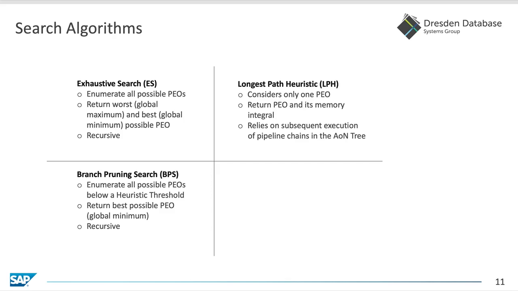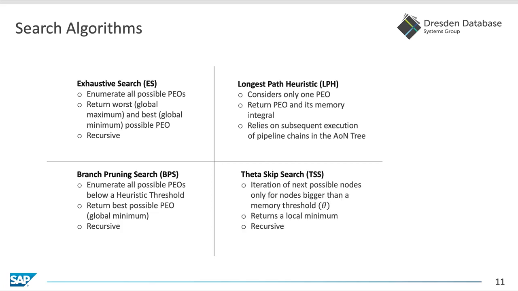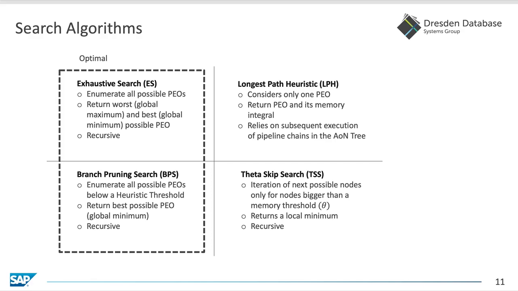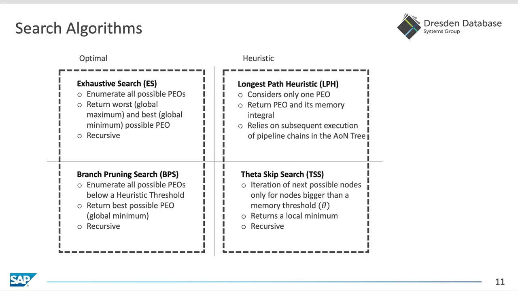We also have one pure heuristic which considers only one PEO, returns the memory integral of the PEO it finds, and relies on subsequent execution of pipeline chains in the AON tree. The theta skip search is an iteration of next possible nodes only for nodes bigger than a certain memory threshold. For the other nodes, we don't go into recursion and log them immediately into the PEO as soon as we find them. It returns the local minimum and is recursive. Exhaustive search and branch pruning search find the best possible PEO, so the global minimum, for the memory integral, and we have two heuristics.